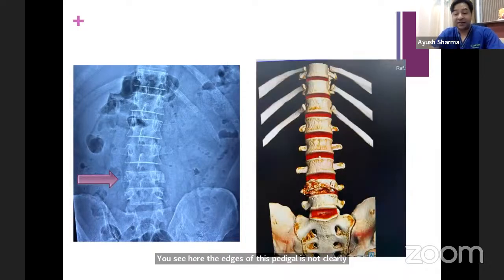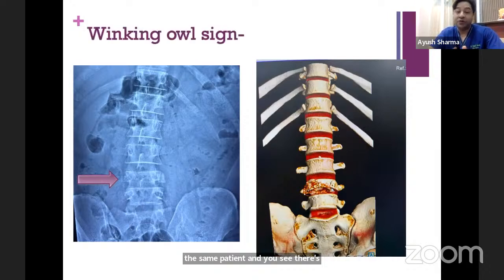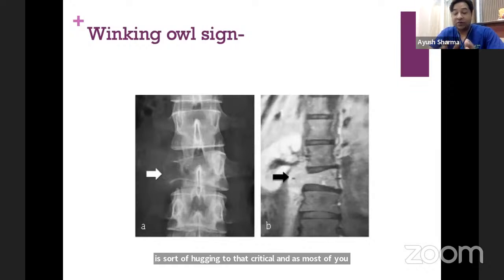The reason being, this is a CT scan of the same patient, and you see there's an infection which is sort of hugging that pedicle. As most of you know, this is called the winking owl sign, and it is not specific to infection; it can also be seen in any tumor. As you can see here, this is the same sign, but in a case of a tumor.